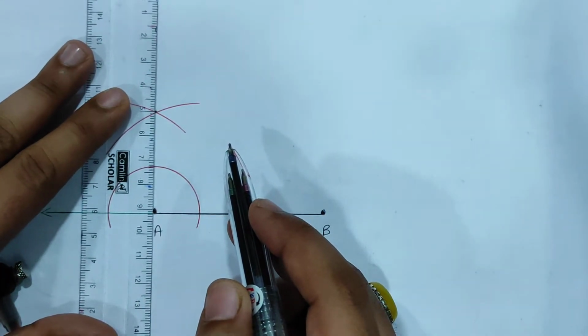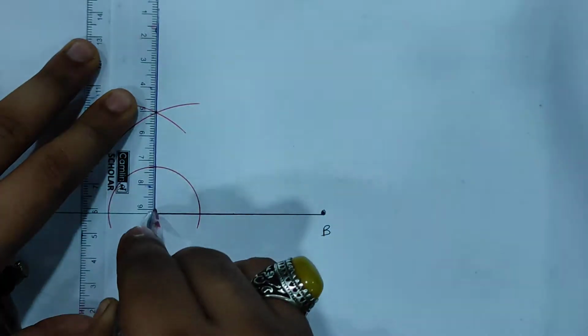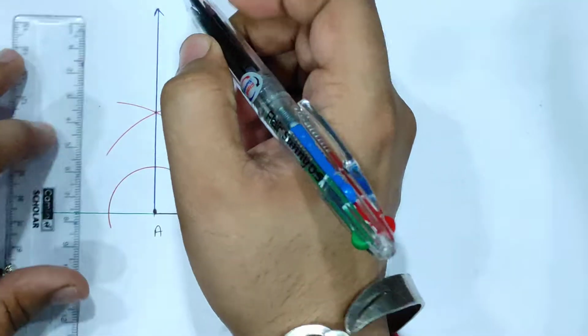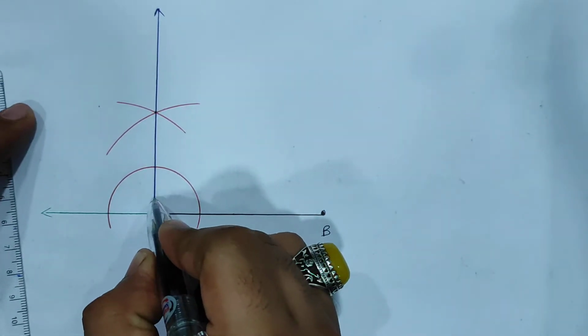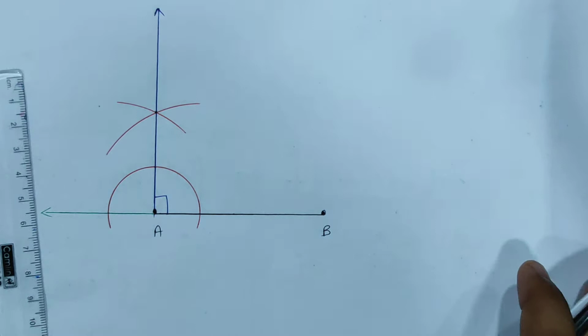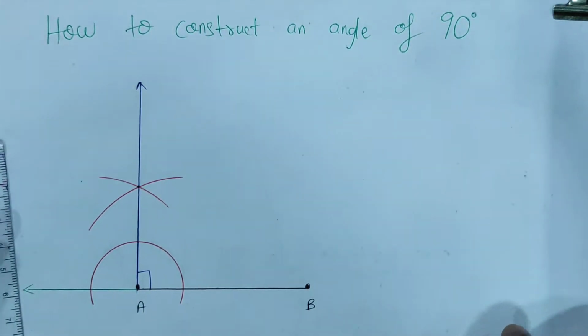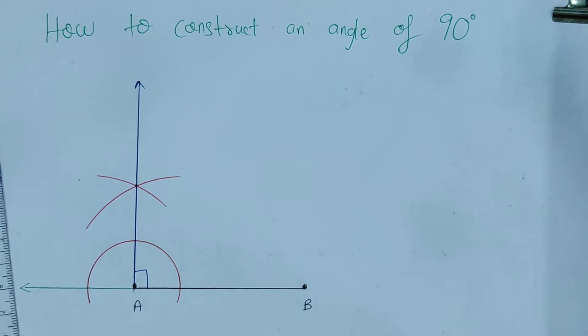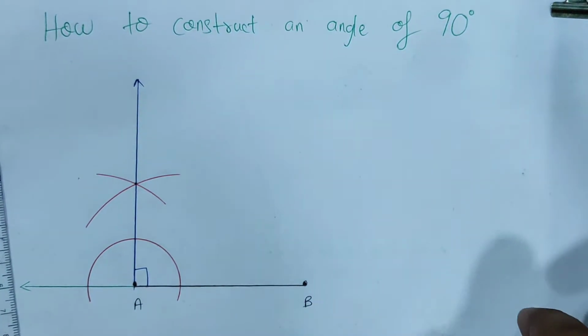No line should be left without arrowheads, and this is 90 degrees. We don't write 90, we just mark a box here. This is how we make 90 degrees. Is it very simple? Hope you understood this procedure. So that is how to construct an angle of 90 degrees.